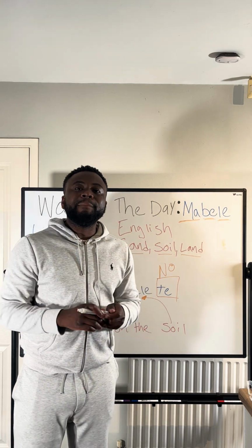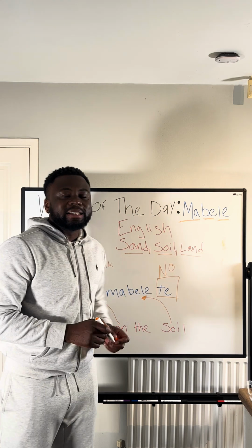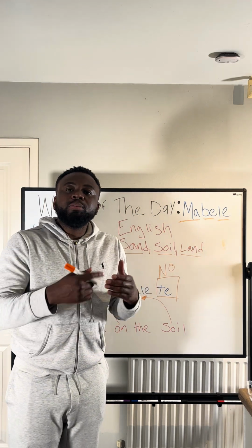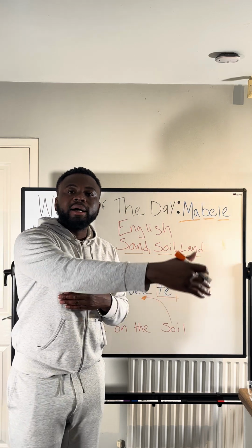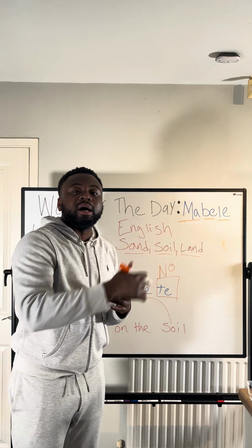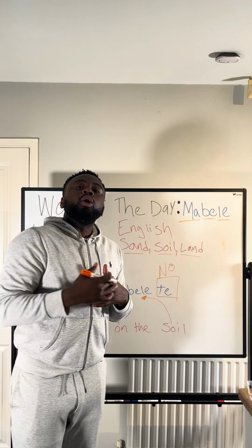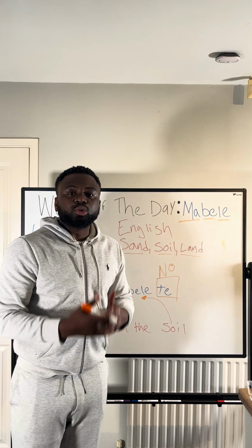So if I wanted to say Mabele as in land: Na sombi Mabele pona kotonga ndaku nanga. Na sombi Mabele pona kotonga ndaku nanga. So that means I have bought land, or soil, so I can build my house. That's what I'm saying there.